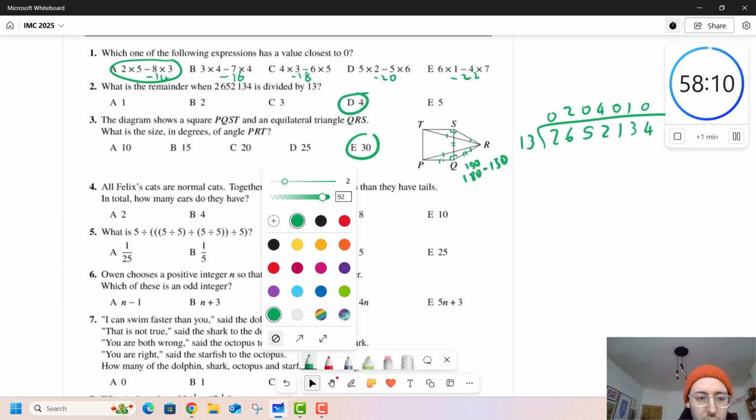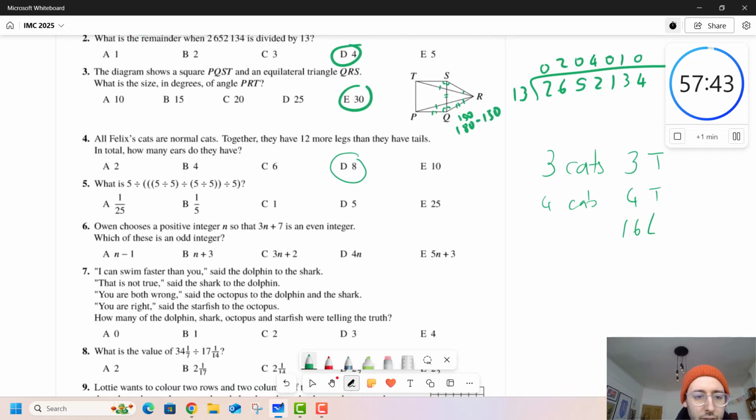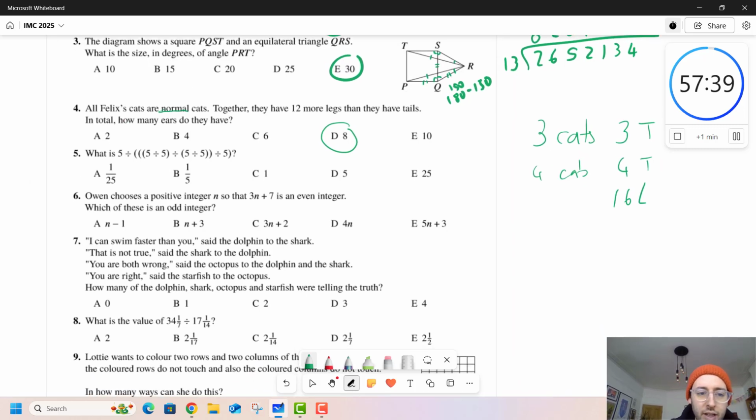Okay, let's go to 2. They're not cats. They have 12 more legs and they have tails. Don't know how many ears they have. So 12 more legs and they have tails. So 3 cats have 3 tails and 12 legs. No, so 4 cats have 4 tails and 16 legs. And ears is 2, so that's 8. Oh, I could have just done, yeah, 8. Normal cats, rude. People without ears are normal. Not true. Okay, that's 1, so that's just 1.